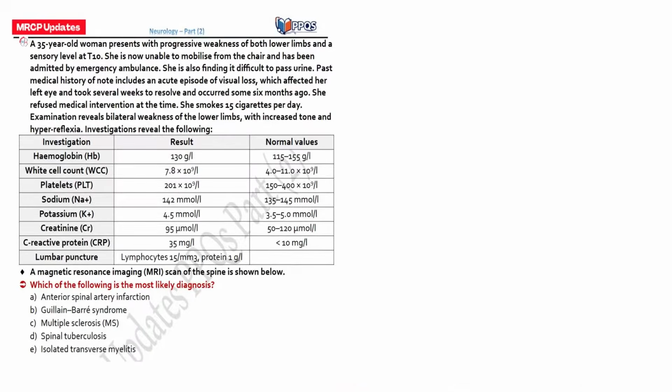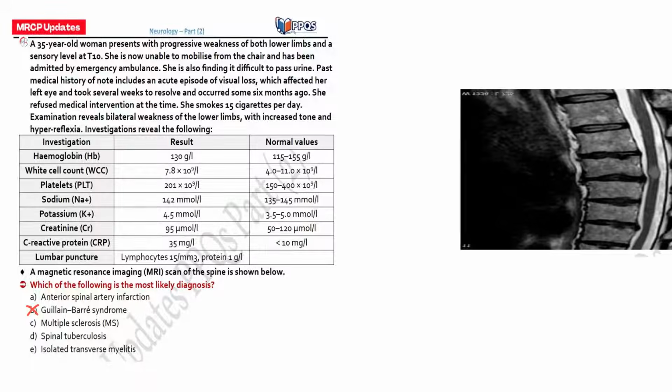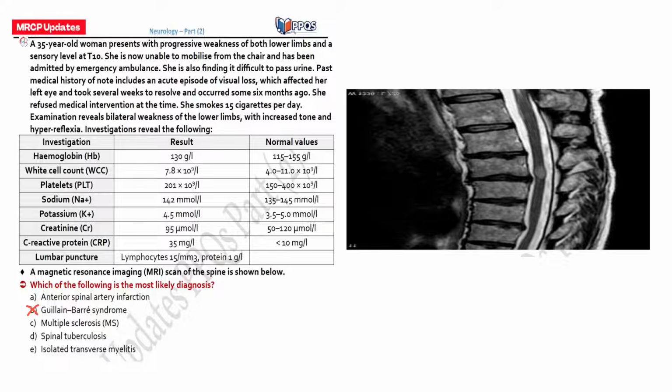So again, let's see how we can eliminate the answers just by going on our categorization as we mentioned earlier. So first question is, is this upper motor neuron or lower motor neuron? It's upper motor neuron because there's hypertonia and hyperreflexia. So Guillain-Barré syndrome is a cause of lower motor neuron lesions, so we can eliminate GBS. Now let's have a brief look at the MRI image as well. We see one round lesion around T10 in the spinal cord. Now we don't see any destructive lesions in the spinal cord or any other significant abnormalities.